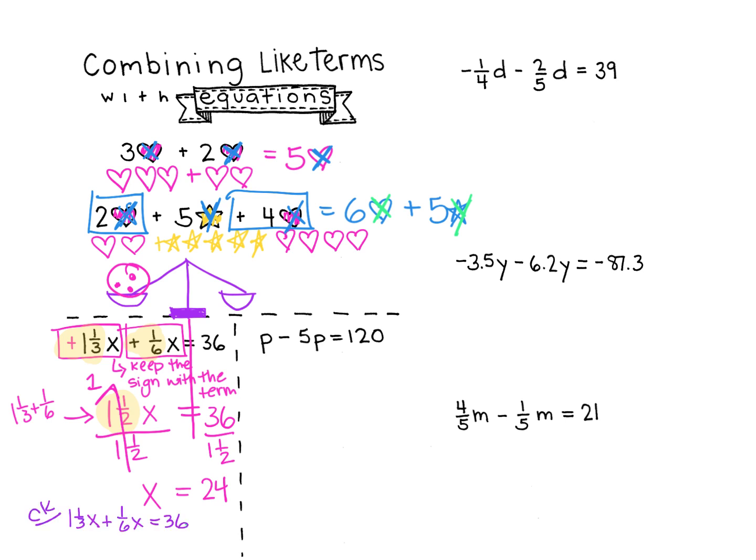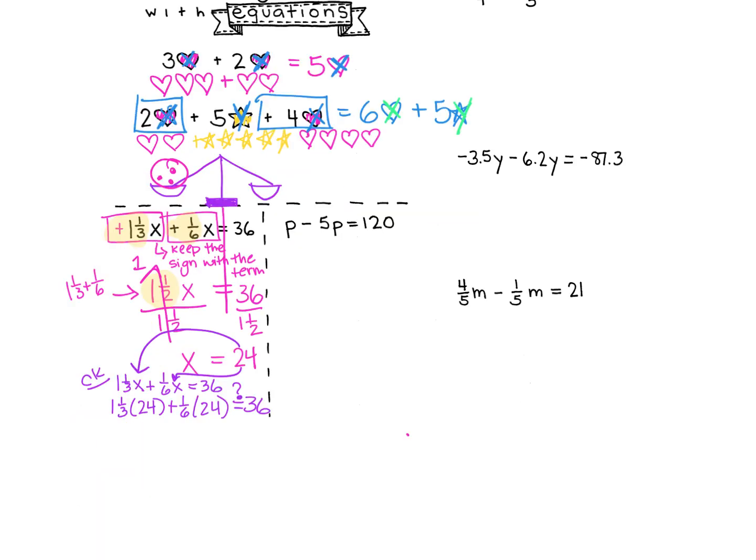We do have to check this equation now. We think that x is equal to 24. So everywhere we see an x, we're going to plug in 24. So this is 1 1/3 times 24 plus 1/6 times 24. And the question is, does that equal 36? I am going to plug this right into my calculator exactly how it is here. And I'm going to get 36 when I hit enter. So the right side does equal the left side, so our check works.